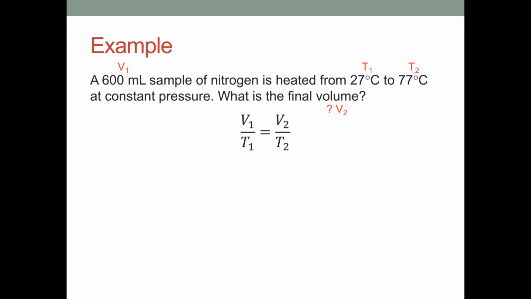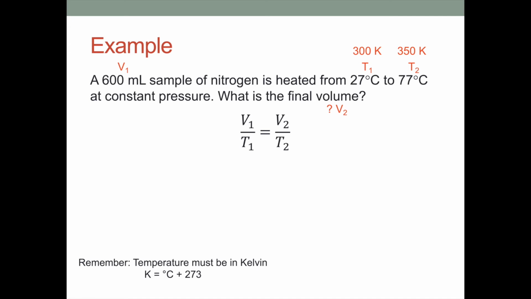So I've labeled all of my variables. I'm going to be solving for V2. Milliliters can stay in the same unit, but degrees Celsius is a problem. I have to convert that to Kelvin. So I'm going to add 273 to each of these, and I get 300 Kelvin and 350 Kelvin.